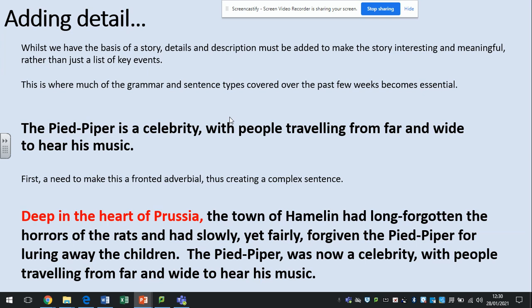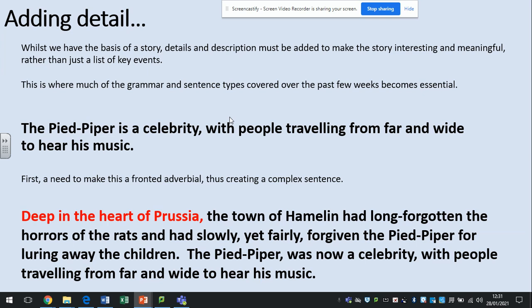And this is where all the grammar that we've done beforehand and all the different sentence types that we've done beforehand become really essential, okay? So we've been building up to this now for quite a while. So my initial key event, my first key event is the Pied Piper is a celebrity with people travelling from far and wide to hear his music, okay? So first of all, I want to add a fronted adverbial to this. I want to make it into a complex sentence.